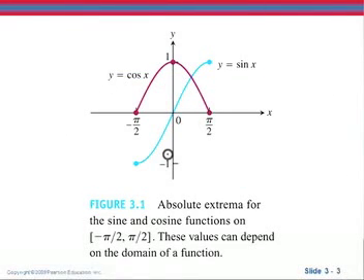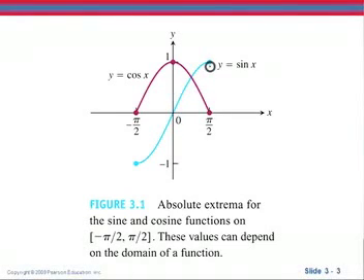Now, absolute maxima and minima are called absolute extrema, and they often depend on the domain. Here we are looking at the sine x function and the cosine x function only between negative pi over 2 and positive pi over 2. If we look at the y equals sine x graph, it has an absolute minimum of -1 at negative pi over 2. It has an absolute maximum of 1 at positive pi over 2. So it has a minimum of -1 and a maximum of +1.